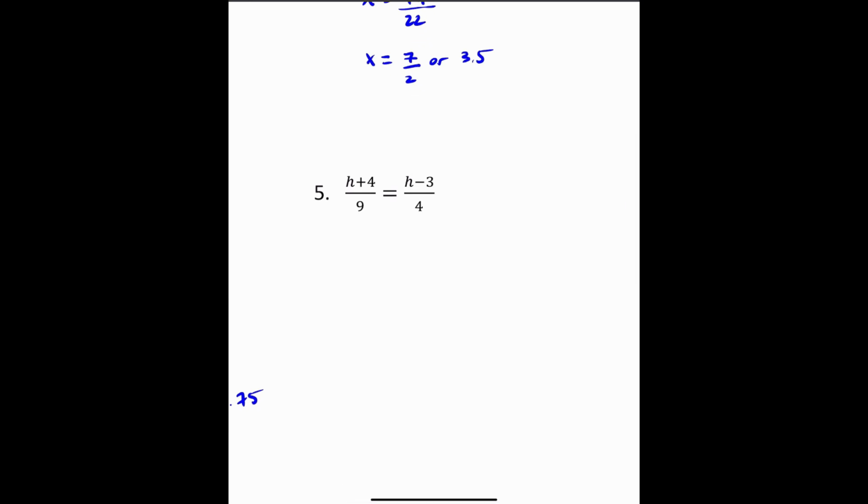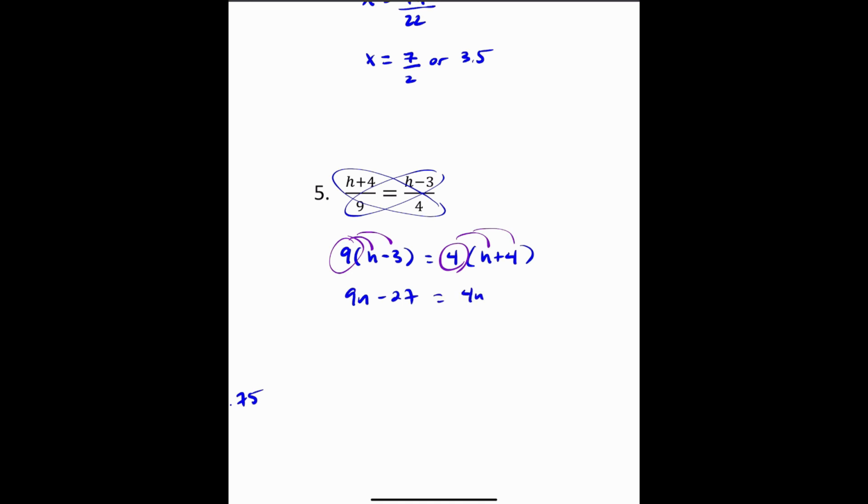Number 5, we're going to do the same thing. We're going to cross multiply. So we have 9 times the quantity of h minus 3 equals 4 times the quantity of h plus 4. I'm going to distribute the 9 to each term, and then I'm going to distribute the 4 to each term. So I have 9n minus 27 equals 4n plus 16. I'm going to go ahead and subtract both sides by 4n. So 9n minus 4n, that's 5n minus 27. 4n minus 4n, that's going to be 0. So I have 16 on the right-hand side.